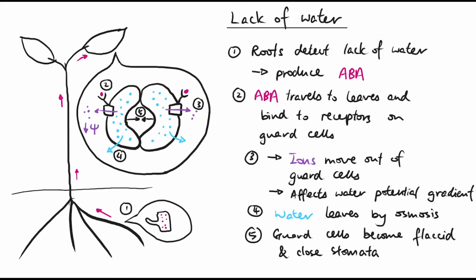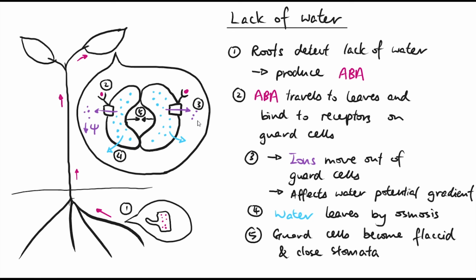So to summarize the response of plants when there is little water, and you can see in the first part here, the roots would detect a lack of water in the soil, and they would then produce abscisic acid, ABA. The abscisic acid then travels up the stem into the leaves, and it binds the receptor, which you can see on the top here, on the guard cells. That would cause a change in the ion channels, as represented by the box here. And once they've done that, the ions will then move out of the guard cells, as represented in purple here.